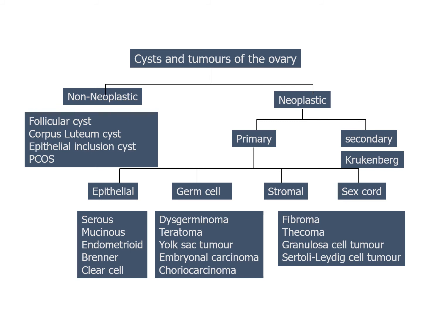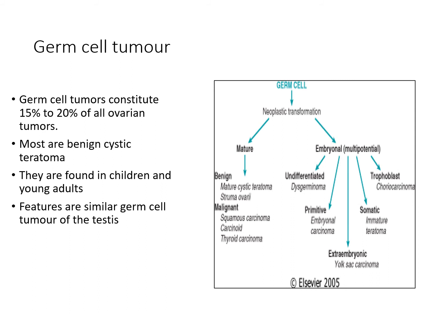Now we look at germ cell tumors, which are composed of dysgerminoma, teratoma, yolk sac tumor, embryonal carcinoma, and choriocarcinoma. Germ cell tumors constitute about 20% of all ovarian tumors, and most of these tumors are benign cystic teratoma. They are found in children and young adults, and the features are similar to the germ cell tumors of the testis.